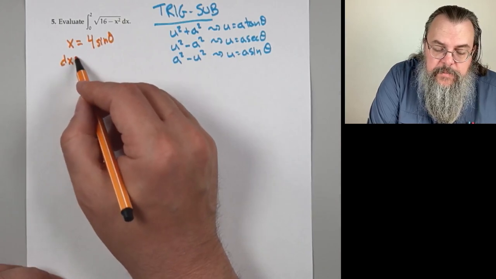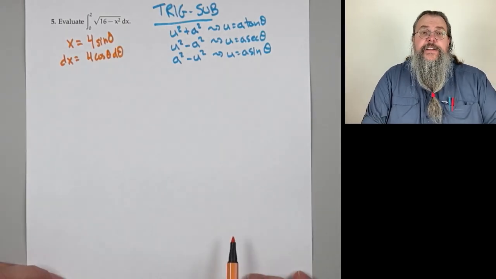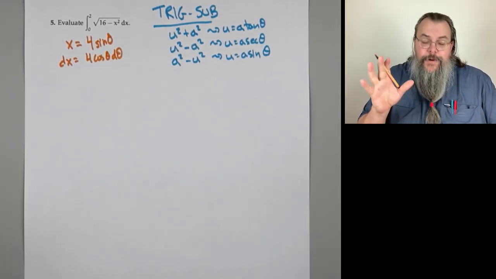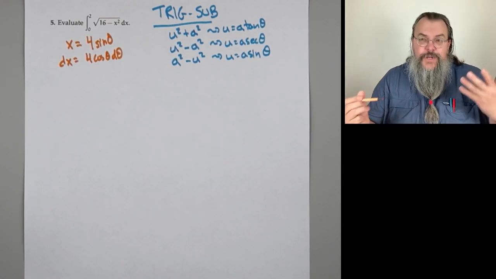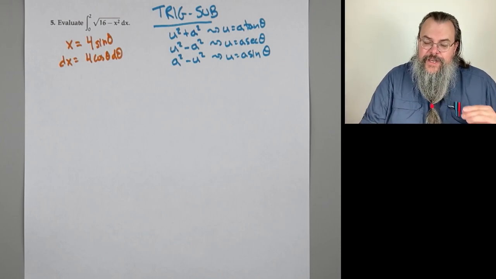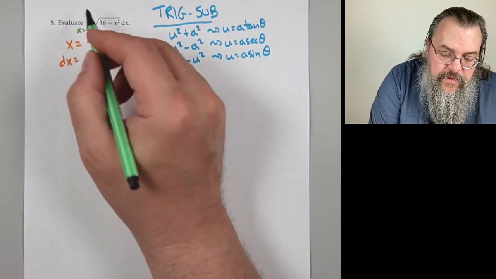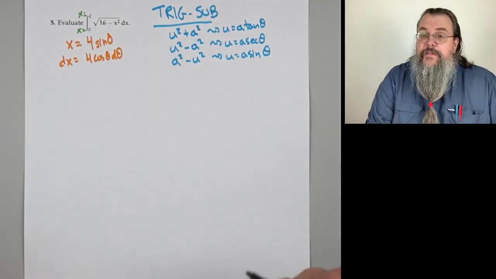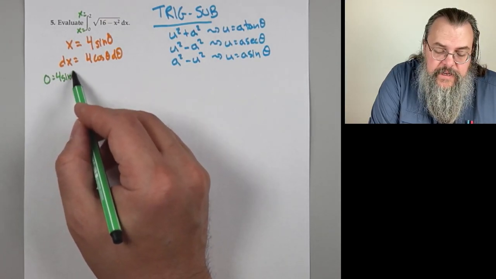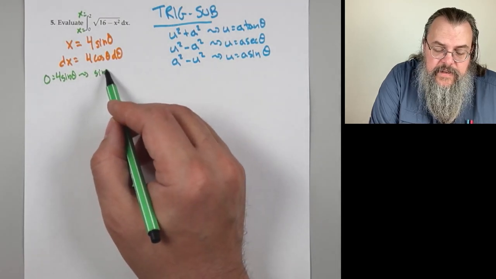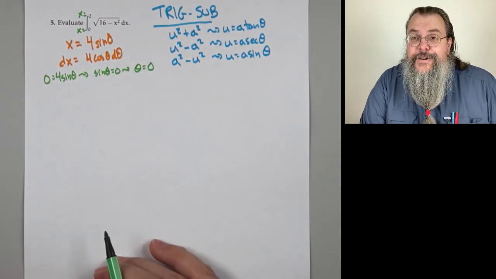So dx becomes 4 cosine theta d theta. All right, good. Progress. Wonderful progress. Now, the next thing is we should check in with the bounds. Okay, so how do we do bounds? Well, we remember that these are x bounds, and we want to switch to theta bounds. So we plug in. When does 0 equal 4 sine of theta? Well, that says sine of theta is equal to 0, and that's theta equals 0. That one's not so hard.